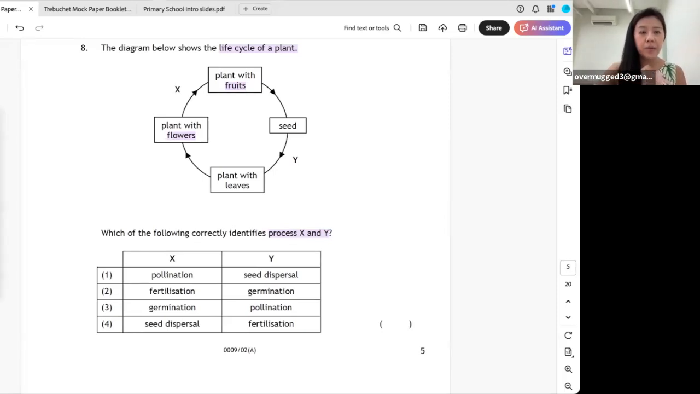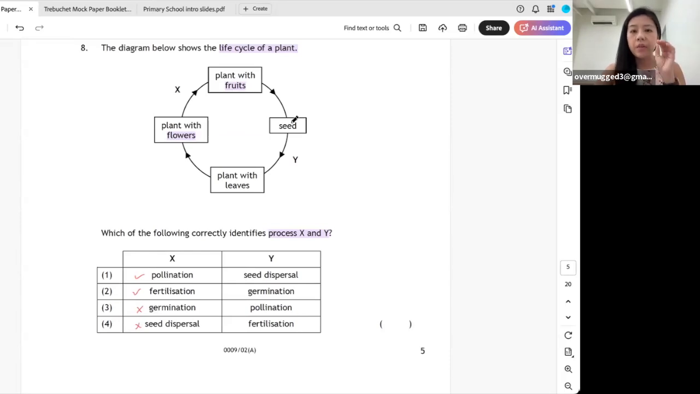At this stage, from flowers to fruits, possible processes that have happened for this to be formed would be pollination and fertilization, okay? In fact, both these processes happen during this part here, all right? Now, germination and seed dispersal involve the seed itself, so it's not at process X yet, all right?